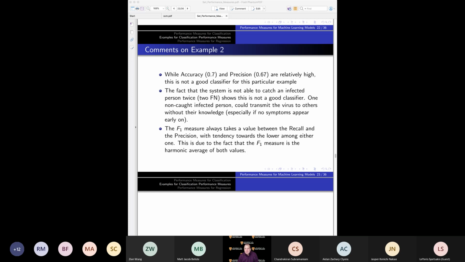And the quiz will cover material up to the end of this section, which is performance measures. So it's not going to include any component on support vector machines, which I'm going to start tackling today. Please take note of that. So that's what I wanted to share with you.